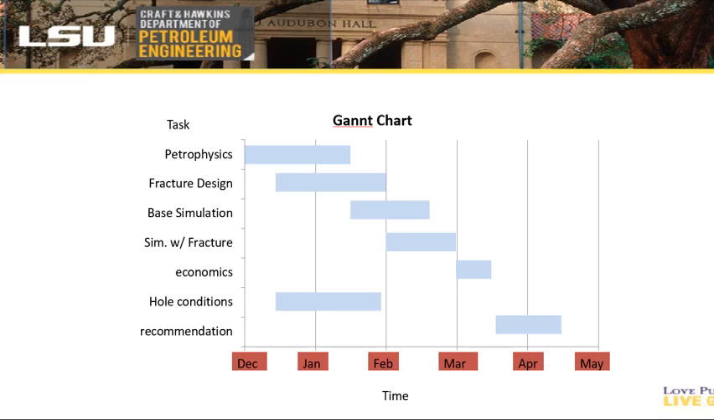First, we're going to start with the petrophysical analysis of the well logs, and then we're going to design a fracture to be able to run a simulation model with and without a fracture, and come up with a flow rate that we're going to use in the economical analysis, and be able to determine whether it's economically feasible to re-enter the well or not. Hole conditions are going to be studied, and then we're going to write a recommendation whether to re-enter this well or not.